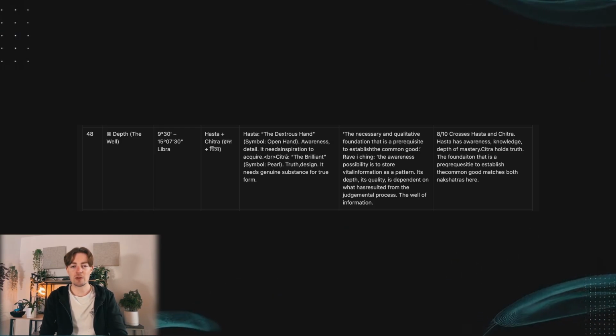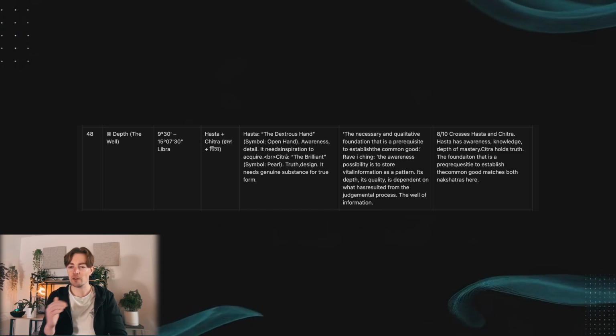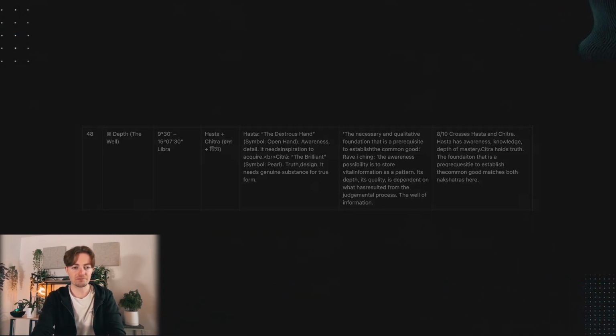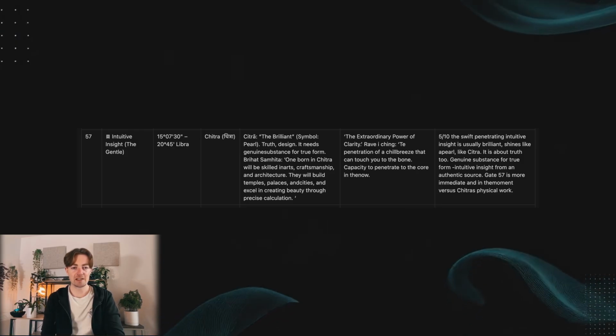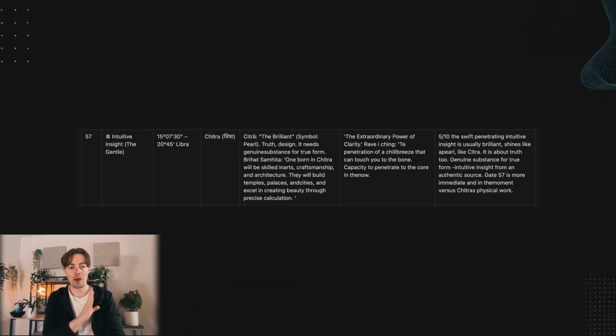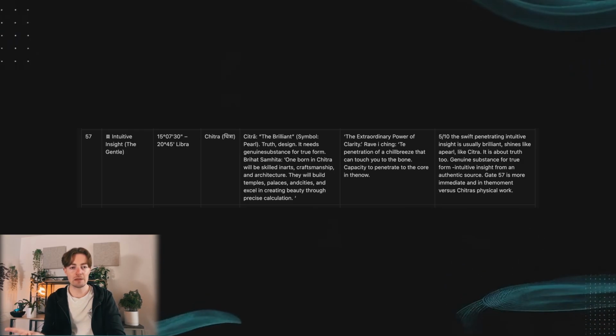So I think there's a good link between Hasta and Chitra and this sense of the depth of knowledge. Not a direct match, but strong enough. So I've given it an 8 out of 10. Gate 57, intuitive insight, the gate of the gentle, goes from around 15 degrees to 20 degrees of Libra.